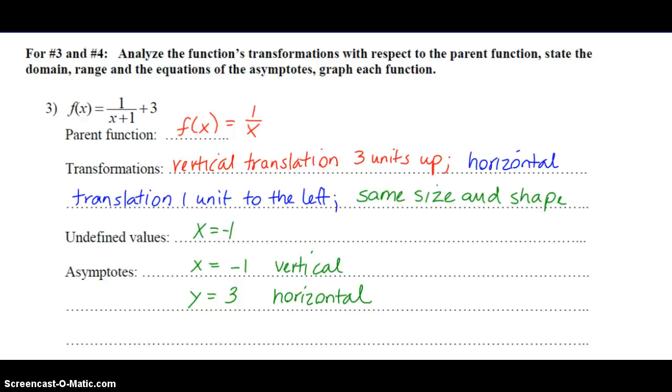Where do we have undefined values? When x is equal to -1, we would end up with division by 0, so that's an undefined value. Where do we have asymptotes? Where x is equal to -1, that's the same as our undefined value. We're going to have a vertical asymptote, and we will have a horizontal asymptote when y is equal to 3, because our entire function will be moved up 3 units.